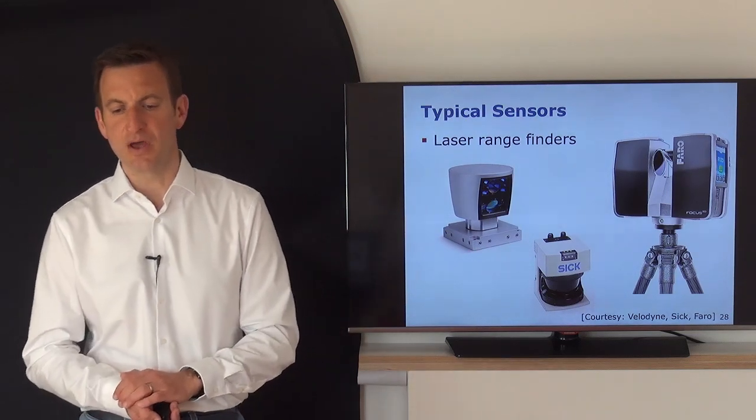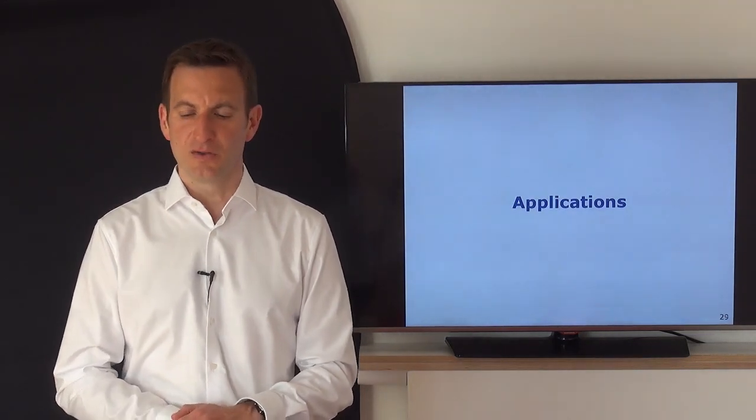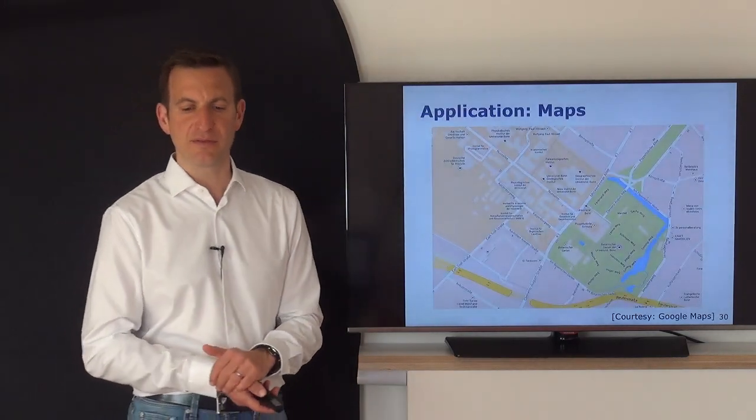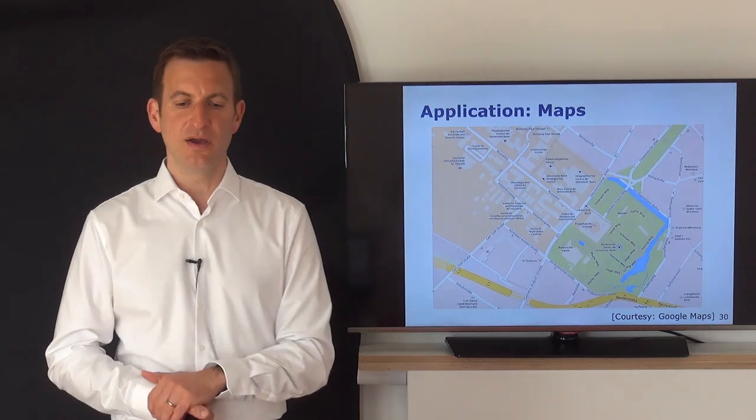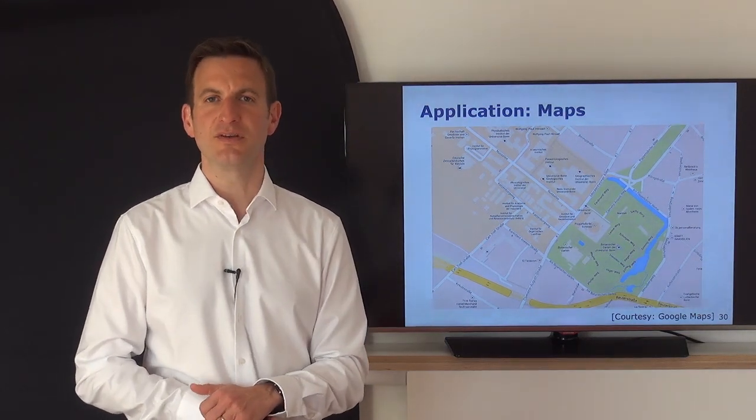So what are those examples? What can we do with photogrammetry? One thing is we can actually build maps. The first thing is, if you have a map, for example Google Maps or OpenStreetMap, you can use photogrammetry to actually build those maps.